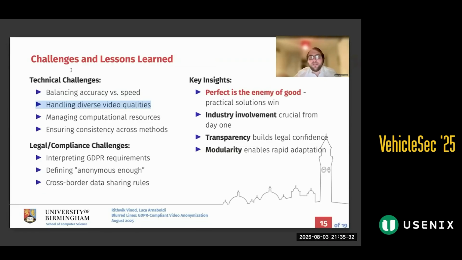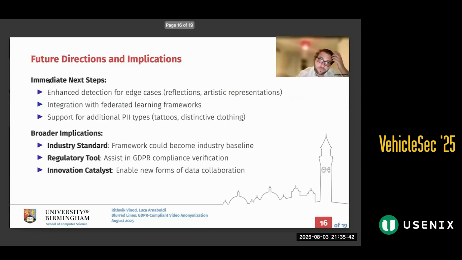So we really need to work on making it better, potentially using some post-processing on the video to actually enhance the blurred out images, maybe with some generative AI we're considering. We're really happy with what we did in this initial work in progress. We want to make it even better for enhanced detection of edge cases, integration with federated learning frameworks, so we can put different videos together, and then maybe it's okay if one camera is over blurring because we have another camera that's collecting some video data. And then maybe some additional PII types, tattoos, distinctive clothing, etc.